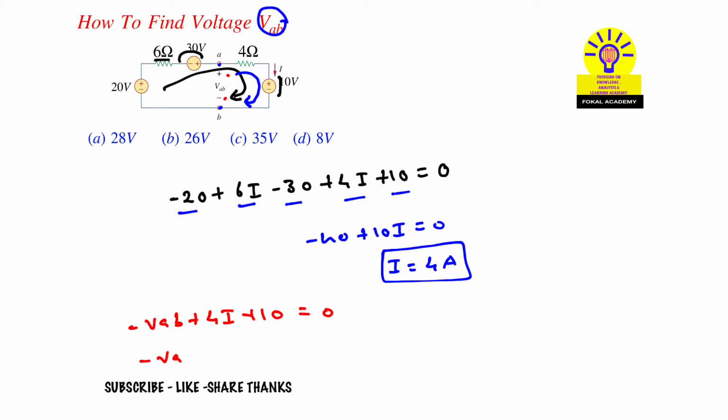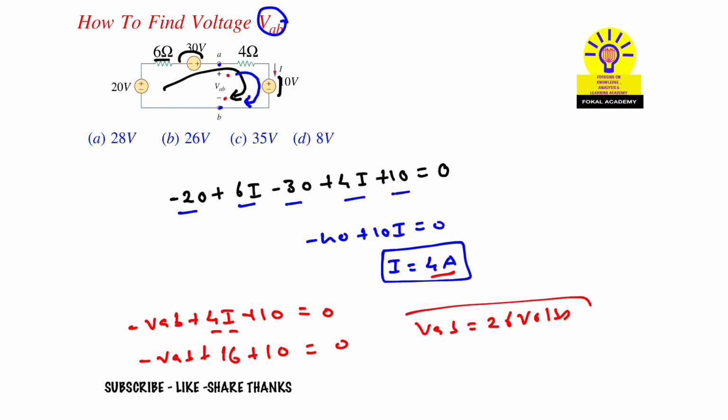So minus VAB plus 4 into I, we got 4 amperes. So 4 fours are 16, plus 10, that's equal to 0. So VAB equal to 26 volts. So from the options, option B is the correct option, and this is the process of simplification.